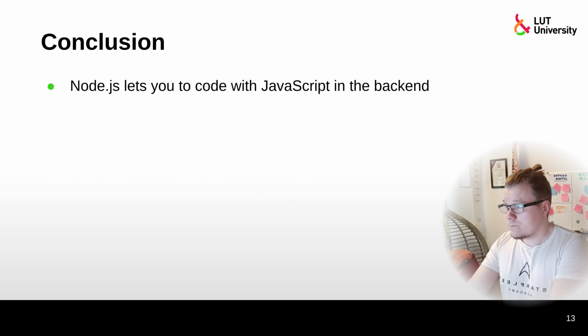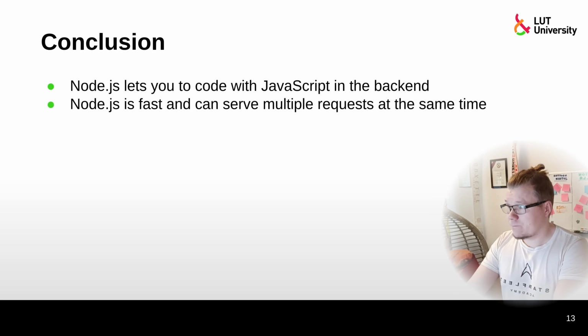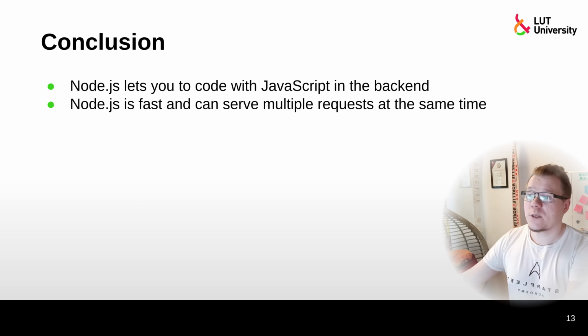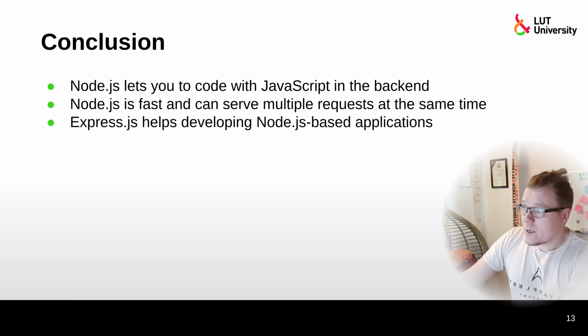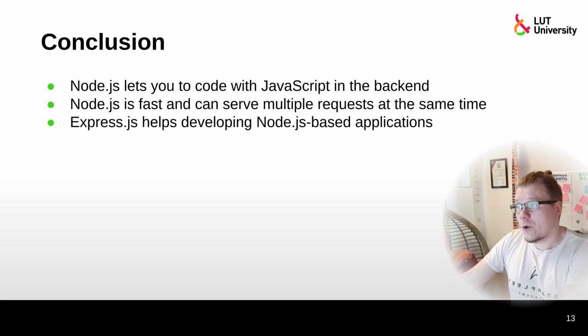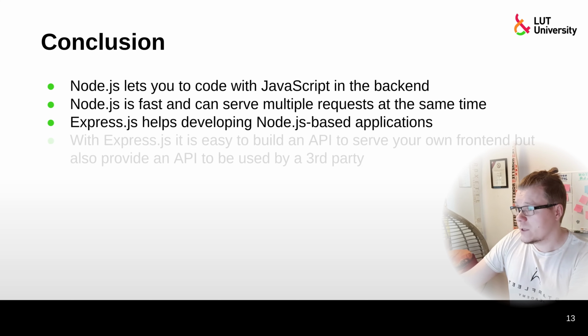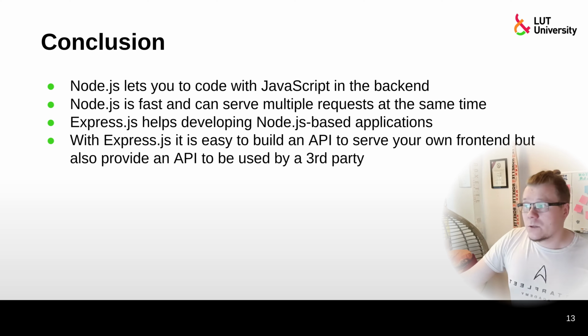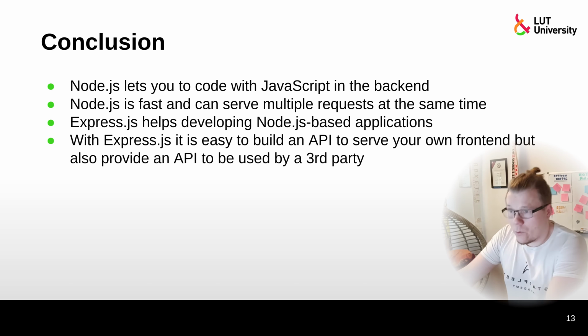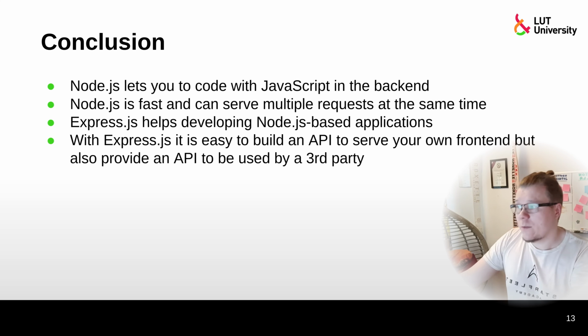So as a conclusion, Node.js lets you code with JavaScript or TypeScript in the backend. Node.js is fast and can serve multiple requests at the same time. Express.js helps developing Node.js based applications, as we have now seen. And with Express it is easy to build an API to serve your own frontend, but also provide an API to be used by a third party. So you could have the same API you are using on your front end, but also you could make the API public and someone else can use it too if you see that fit.